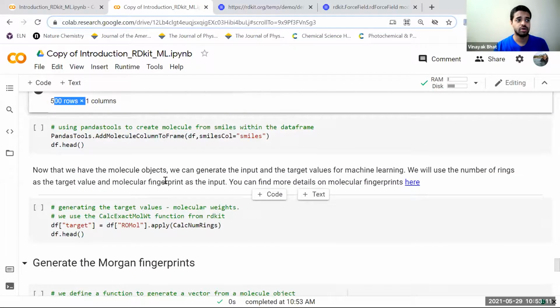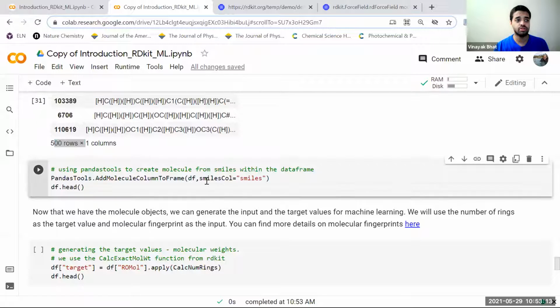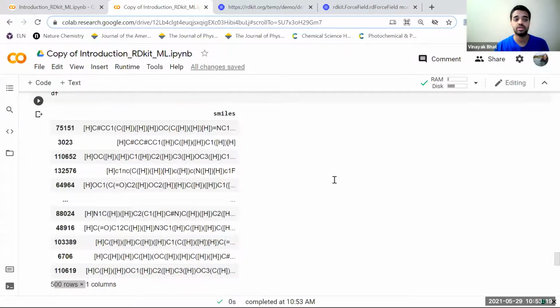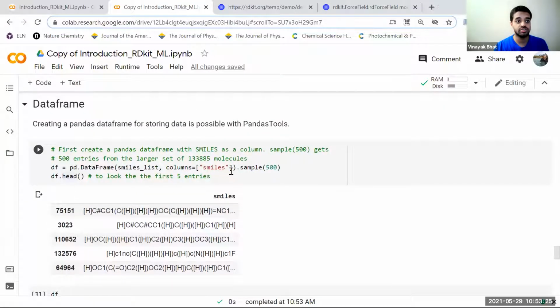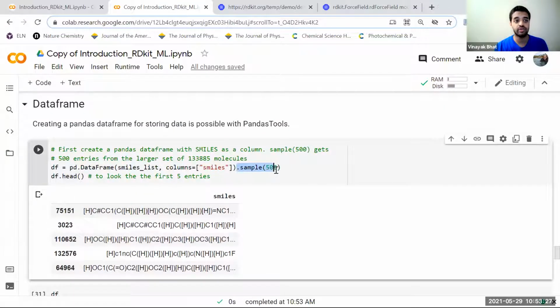So with that, we have the smiles. We'll create molecule. What is the first column in the data frame? That's a good question. The first column in the data frame is the index, and if you create the entire data frame without the sample, it would start with index 0. So it'll be 0, 1, 2, 3, 4, 5, and so on. Let me just quickly show you that.